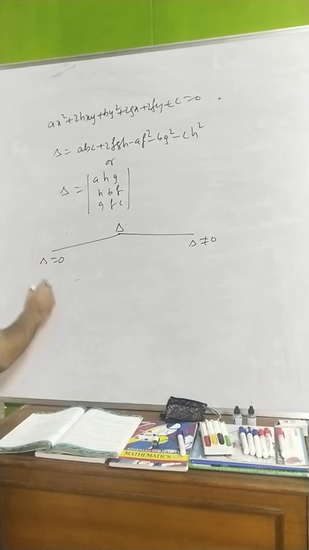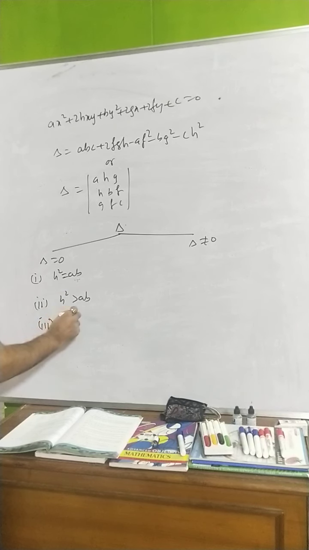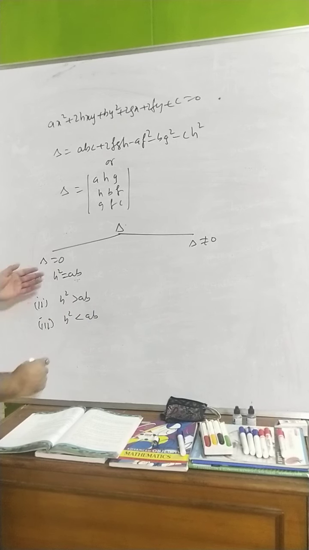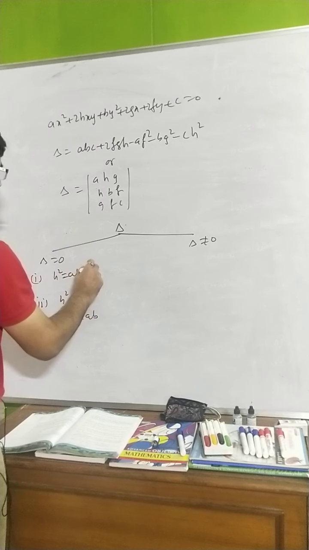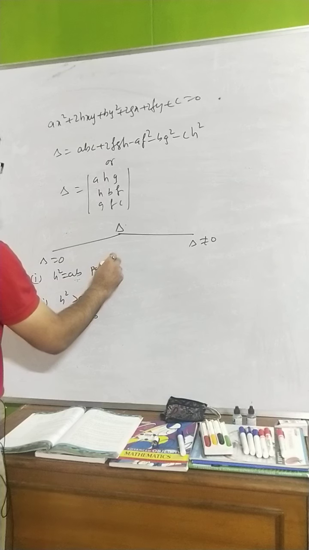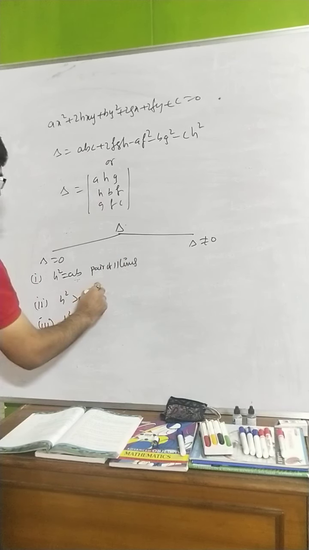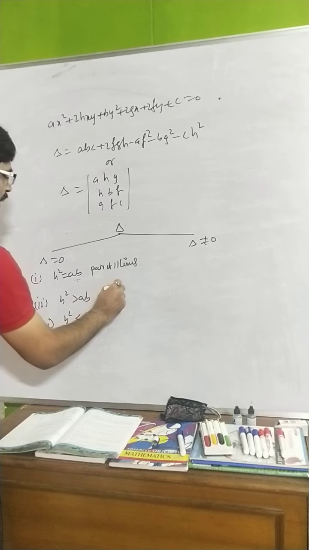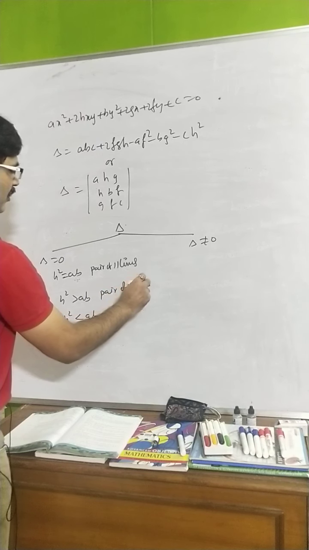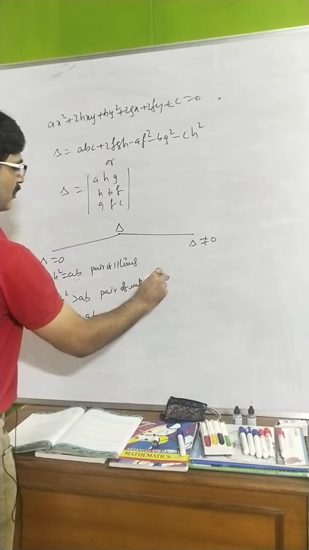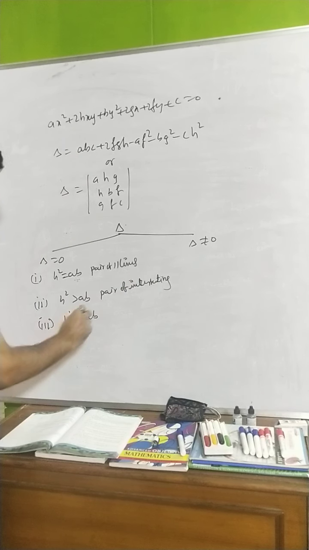If delta is equal to 0, in a few cases, h square is equal to ab. The next one is h square is greater than ab, and the third one is h square is less than ab. If h square is equal to ab, what is that? Pair of parallel lines. This is also a pair of lines, a pair of intersecting lines. You can say the intersecting lines.